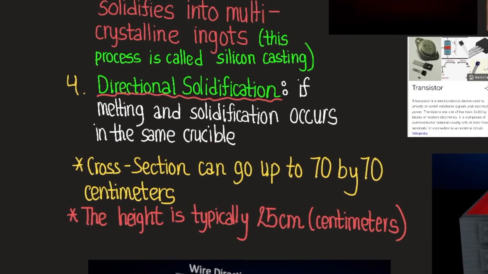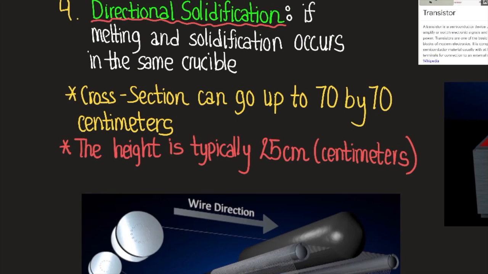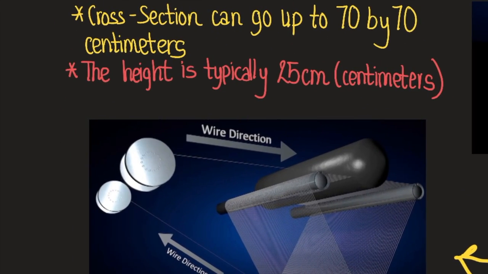Step number 4, directional solidification. This happens if melting and solidification occurs in the same crucible. So the cross section can go up to 70 by 70 centimeters once wafers are cut, and the height is typically 25 centimeters. So what is a diode?